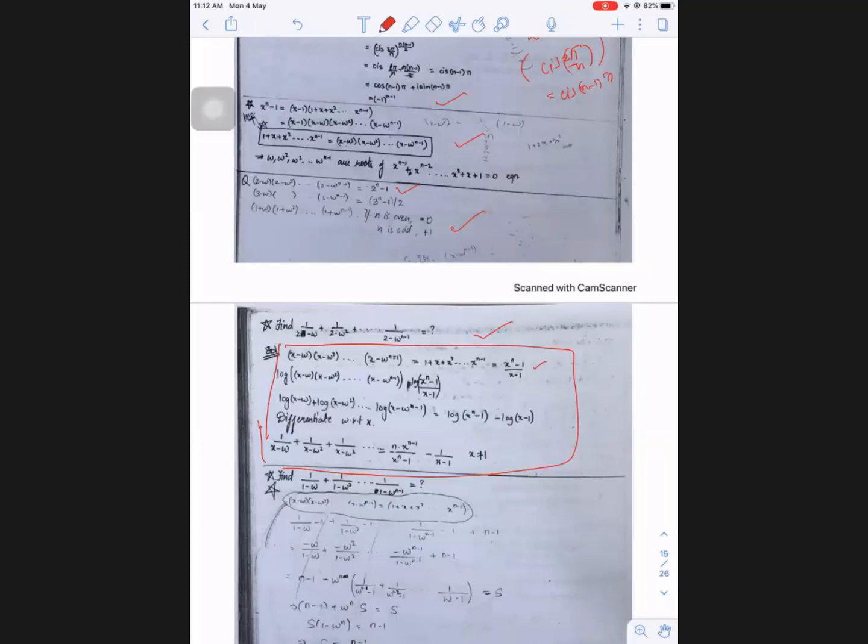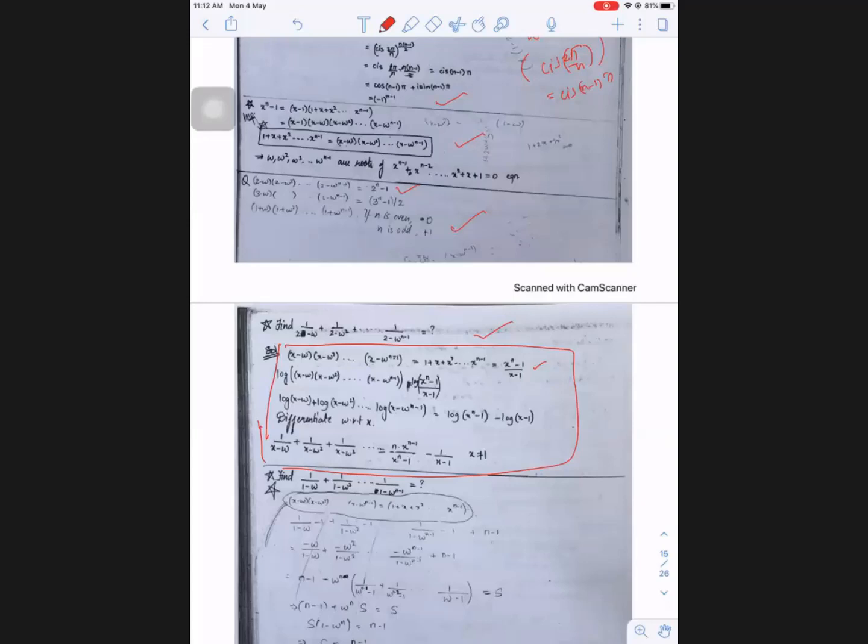If you take log on both sides, remember, the answer comes the same here. Actually, log is not defined for negative numbers, that we know. Okay, but you'll get the same answer only. That's why you remember this method. So if you apply log on both sides, log of (x - ω)(x - ω²) ... (x - ω^(n-1)) is equal to log of (x^n - 1)/(x - 1).